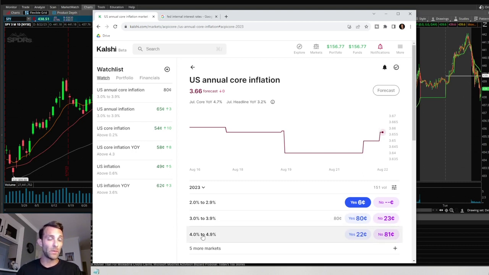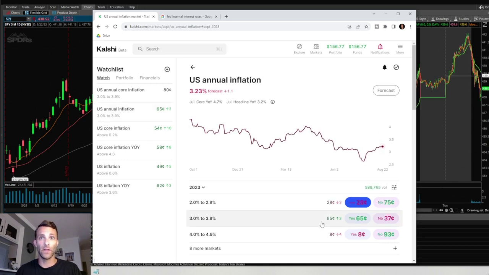So this 4% to the 4.9%, even the ones a little bit higher, we'd want to trade the no shares because our belief is that inflation is going to come down, not up. And now the next one, U.S. annual inflation, anything that's going to be a higher number, we'd want to trade the no shares. So this 4% to 4.9, trading the no shares to the upside would be a good way at expressing our opinion that we do not believe inflation is going to increase.